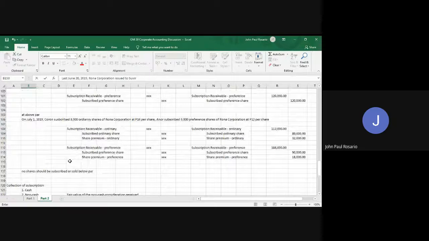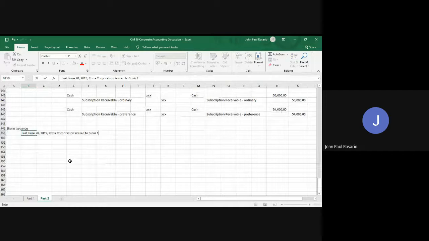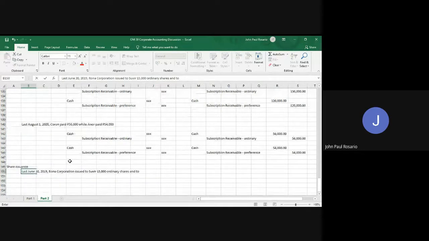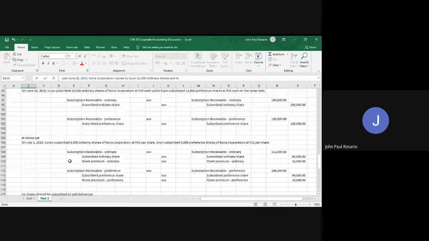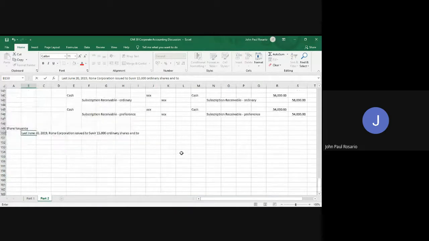Yung gipalit, 15,000 ordinary shares. And to Suvir and Rusvi, 12,000. Suvir to Rusvi, 12,000 preference shares upon full payment.